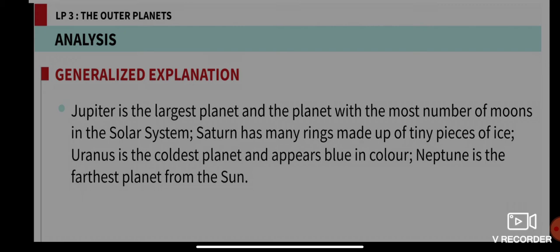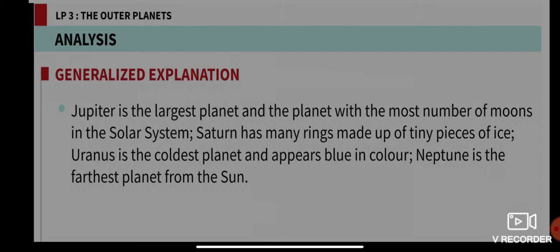And Uranus is the coldest planet and appears blue in color. And Neptune is the farthest planet from the sun. So those are some of the features of the outer planets. All right, so I hope you can remember those four.